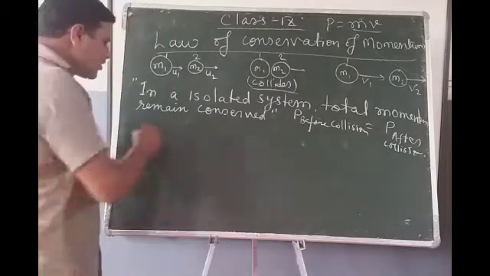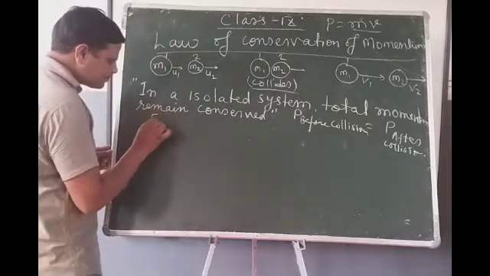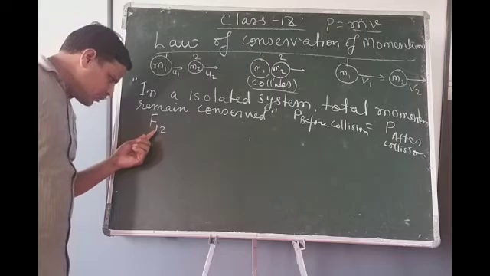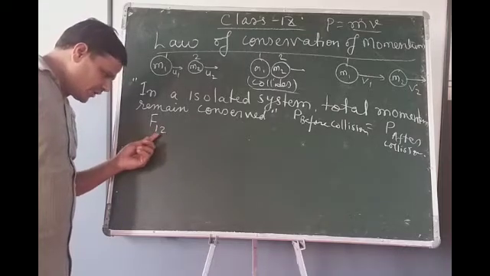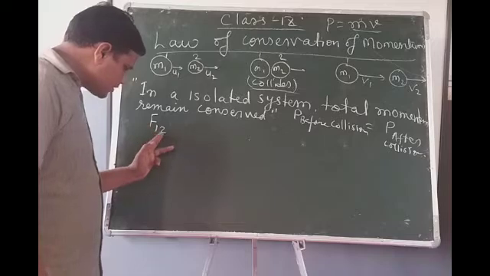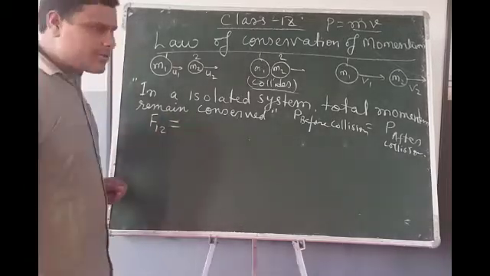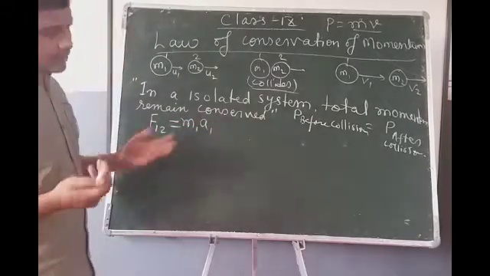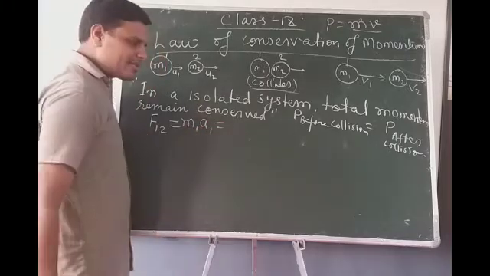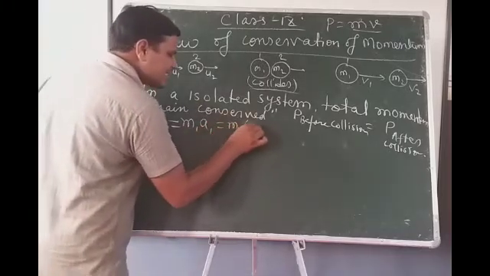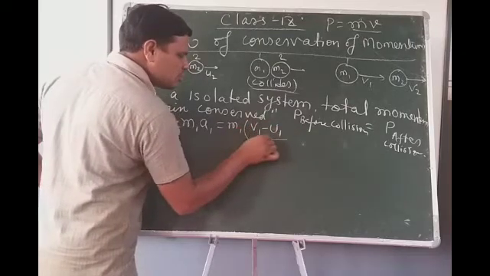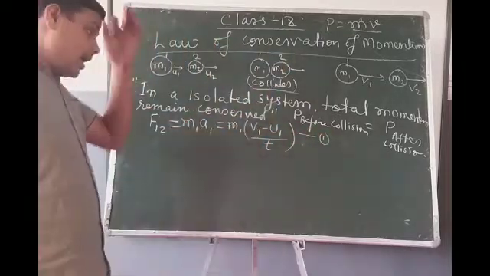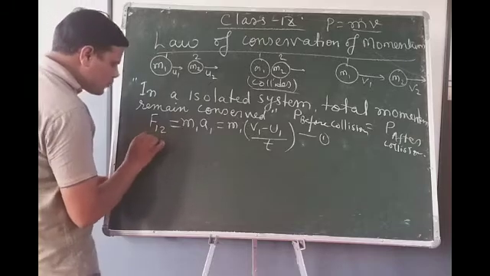Now see, first of all, when the first body applies a force on the other, the force on the first due to the second is F12. We have to write mass into acceleration. What is mass into acceleration? We know that it will be m1 into (v1 minus u1) by t. This is equation 1.